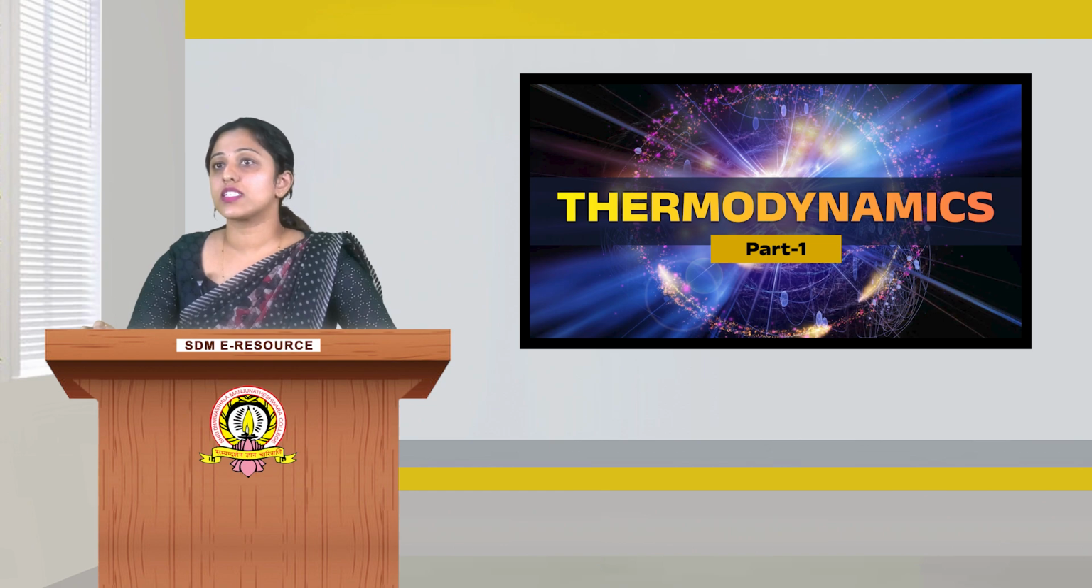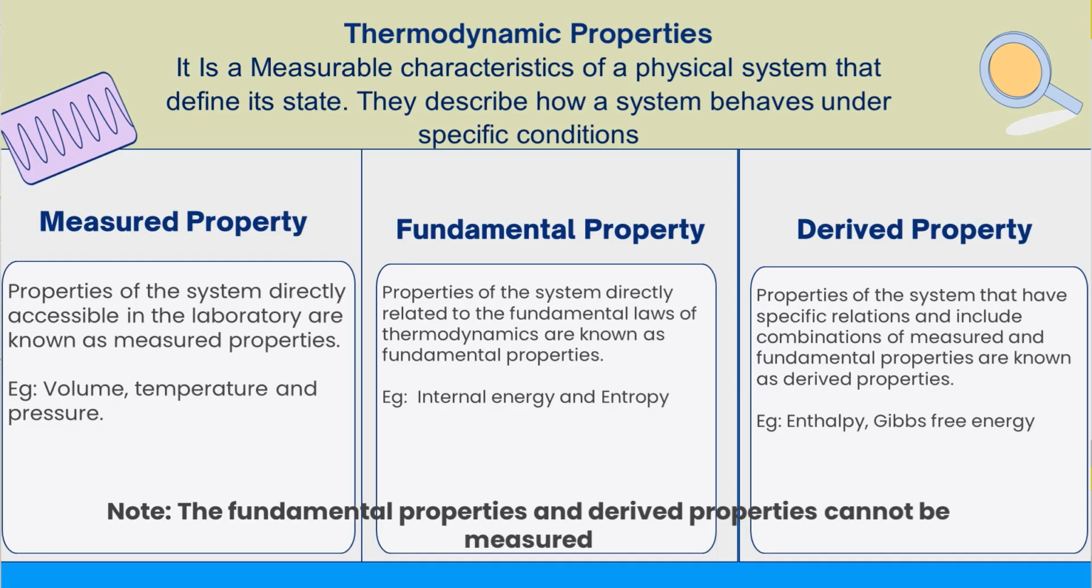Now let us see what thermodynamic properties are. It is a measurable characteristic of a physical system that defines its state. They describe how a system behaves under specific conditions, and these thermodynamic properties are classified into three types: measured property, fundamental property and derived property. Now what is a measured property? The properties of the system directly accessible in the laboratory are known as measured properties. We can take the examples of volume, temperature and pressure.